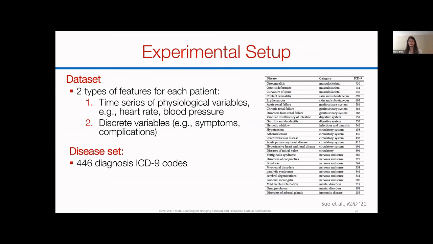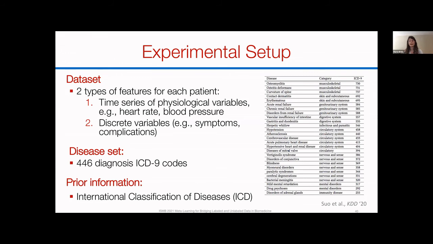And prior information is given from the ICD hierarchy, with some categories shown here on the slides. So for example, we can see that blindness and bacterial meningitis both come from the nervous and sense category. And the idea here is that we can use these categorical similarities between diseases to potentially solve these disease prediction tasks better given few labeled examples.